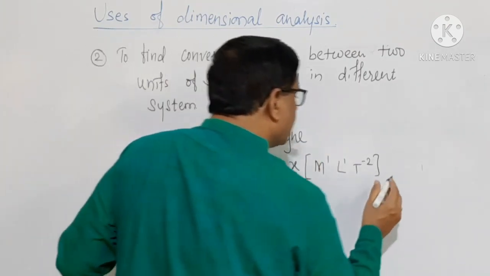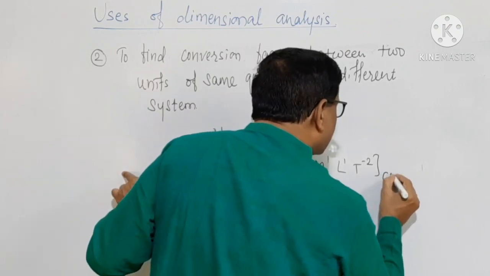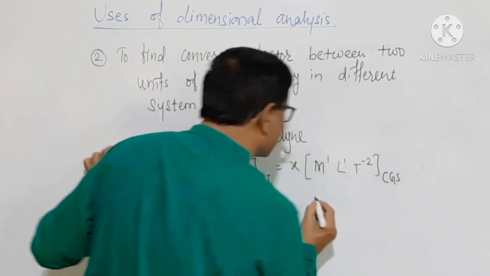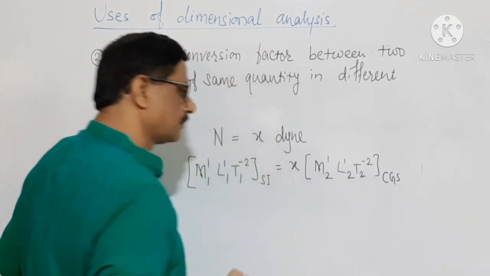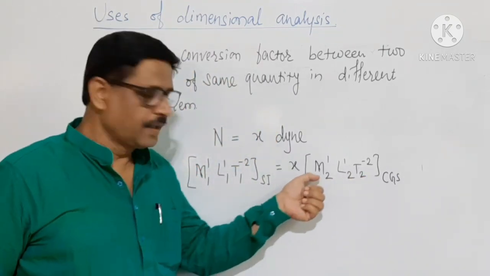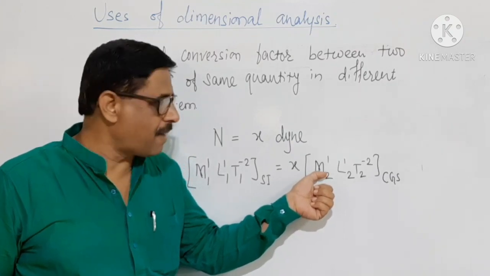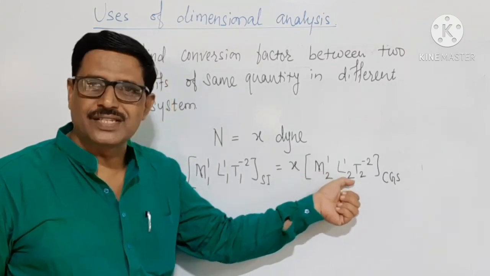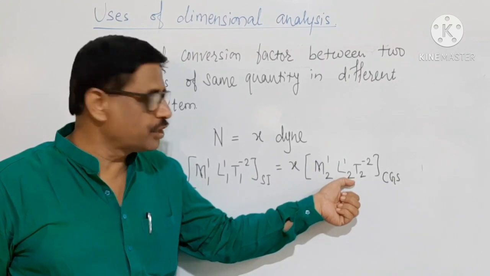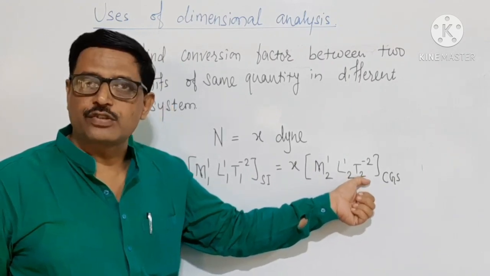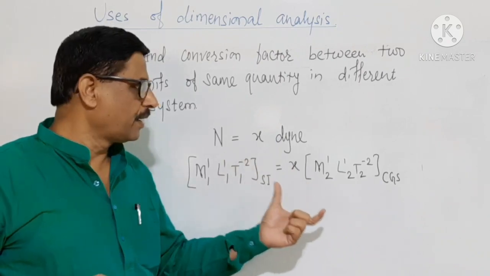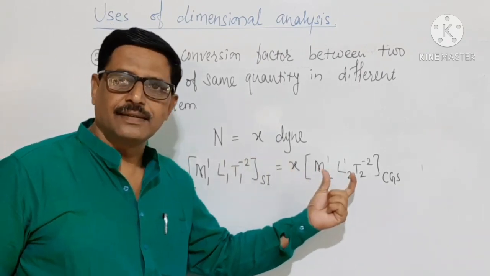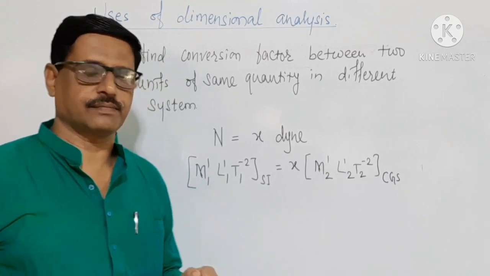Now, these are the base units in CGS system. We will write the suffix 2 here. M2 is the base unit of mass in CGS system. L2 is the base unit of length in CGS system. T2 is the base unit of time in CGS system. Suffix 2 is for representing the base units in CGS system.